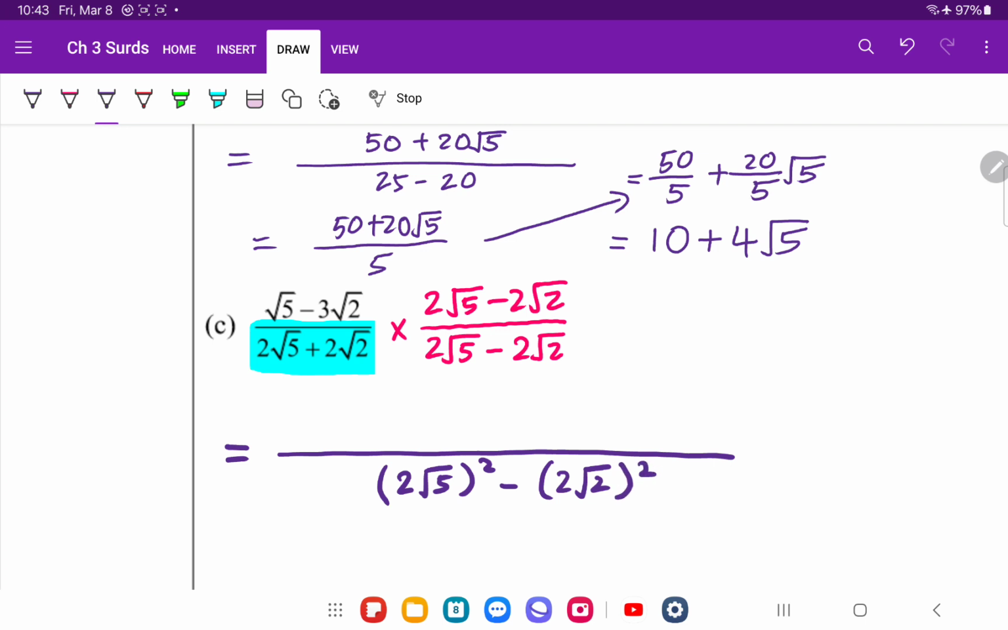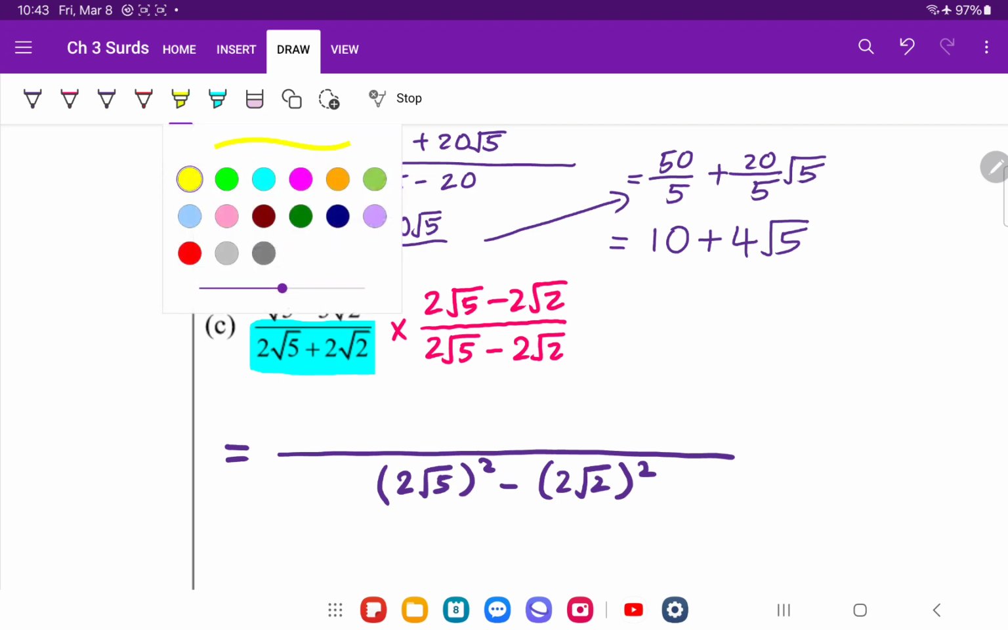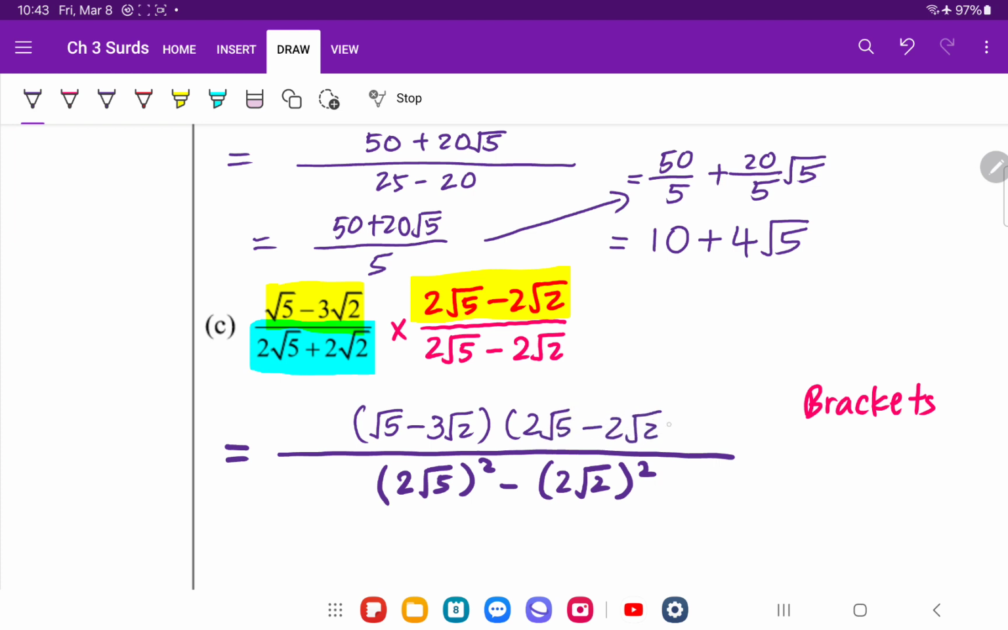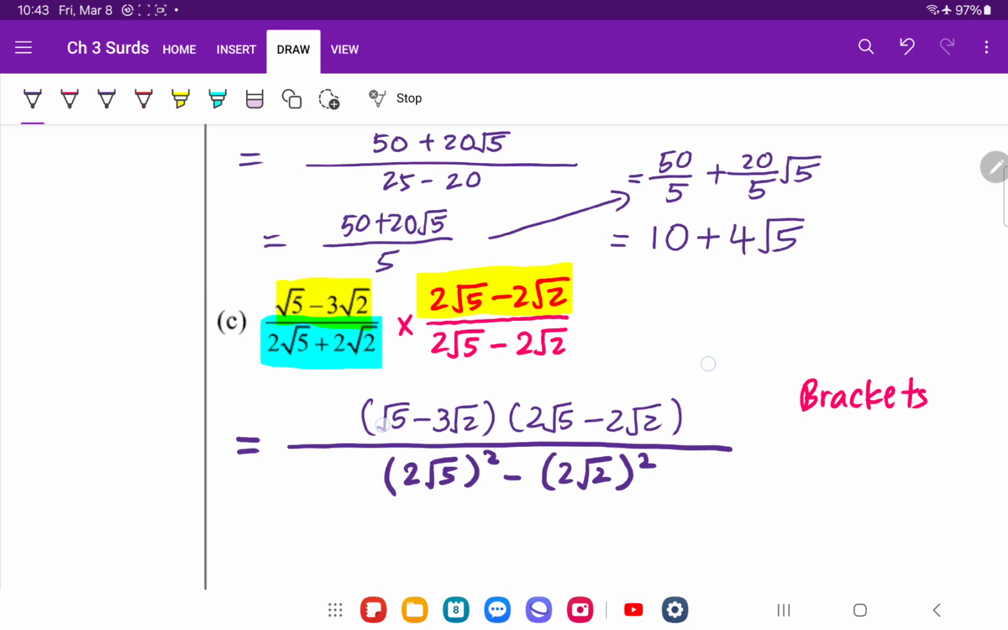Okay, numerator. This one is complicated already. There are 2 different numerators. Can you please multiply them using brackets? So I should see 2 brackets in the numerator: square root 5 minus 3 square root 2, times 2 square root 5 minus 2 square root 2. There are more things that you must do on the numerator already.